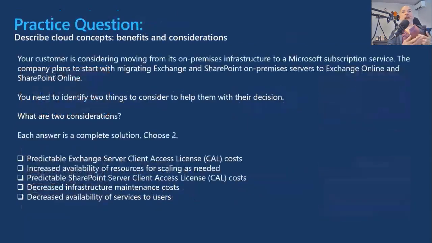Okay, we're going to do a practice question here. Your customer is considering moving from its on-premises infrastructure to a Microsoft subscription service. The company plans to start with migrating Exchange and SharePoint on-premises service to Exchange Online and SharePoint Online. You need to identify 2 things to consider to help them with their decision.